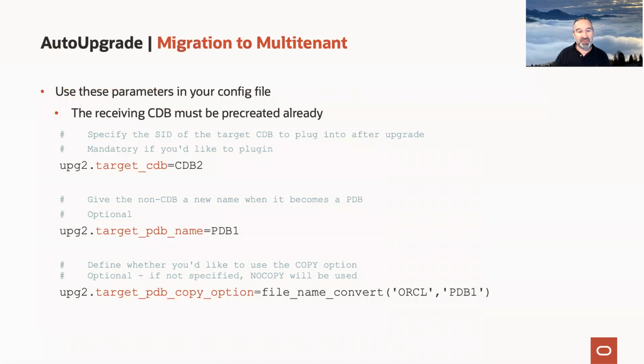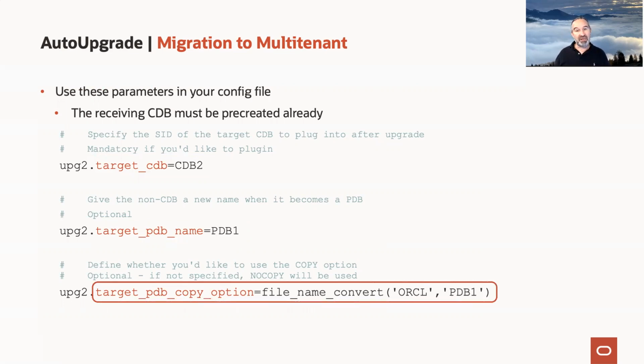So for this purpose, AutoUpgrade has this target CDB parameter. So you create a CDB and then you tell AutoUpgrade to plug in this database. And if you have like 20 databases in your AutoUpgrade config file, you can plug them all into the same CDB or also into different CDBs if you need to. Then you specify the target PDB name if you would like to rename it. If it should keep its name, you leave it like it is.